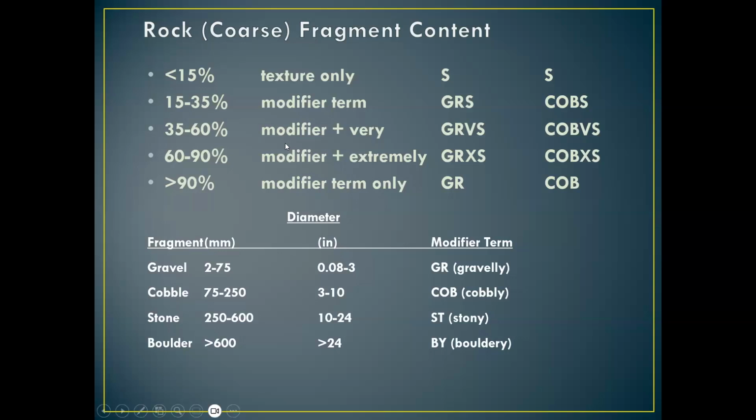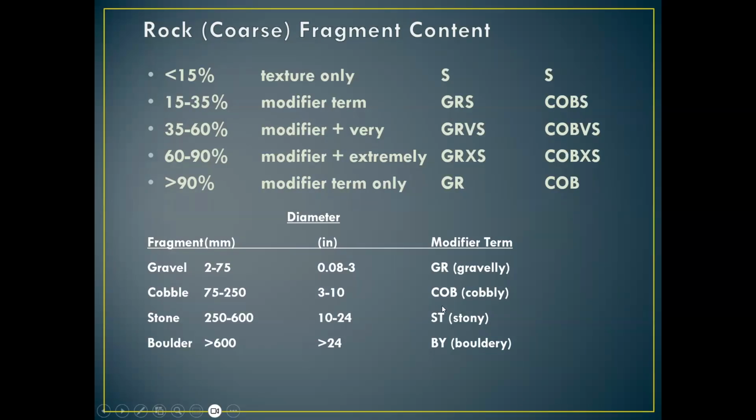So all rock fragments are not created equal. Gravel is 2 to 75 millimeters in size, so basically up to 3 inches. Cobbles are 75 to 250 millimeters or 3 to 10 inches. Stones are 250 to 600 or 10 to 24 inches. Boulders are greater than 24.